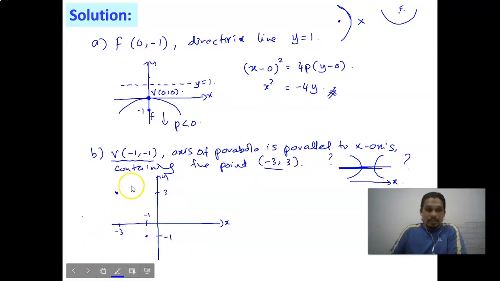So, guys, this vertex of negative 1 and negative 1 and this point of negative 3 and 3 is one of the coordinates of the parabola. So it is either something like this or this one. It cannot be something like this, because we cannot satisfy the point negative 3 and 3 with both of these. Since the axis of the parabola is parallel to the x-axis, I think it is going to be something like here.